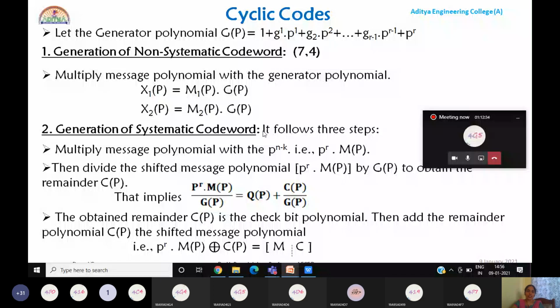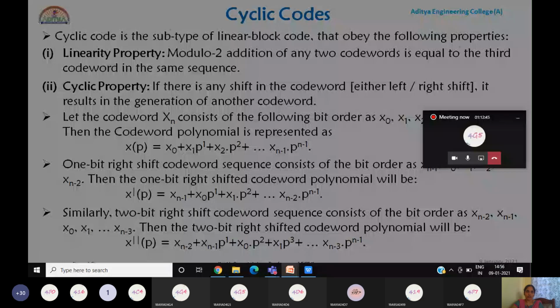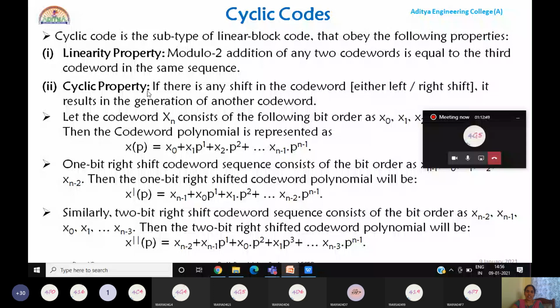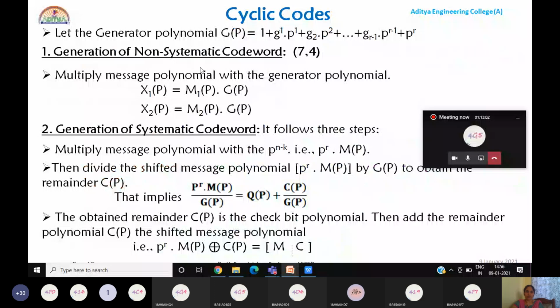Anyhow, you will be clearer if you do problems, so we will discuss this model of problems in the next class. Till now we have completed the 3 properties of cyclic codes: one is the linearity property, second is the cyclic property, and third is the relation p into x of p XOR x dash of p is x n minus 1 into p power n plus 1. And we have seen the procedure for code word generation using the non-systematic and systematic procedures. Problems based on these 2 concepts are very important. We can discuss all these things in the next class.